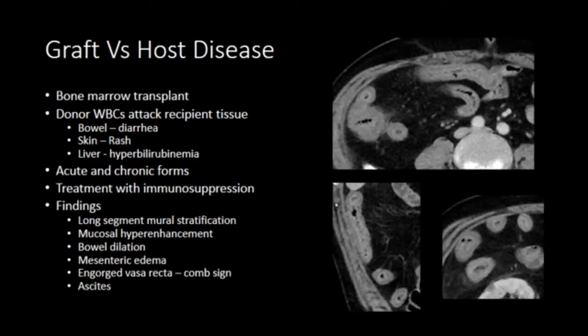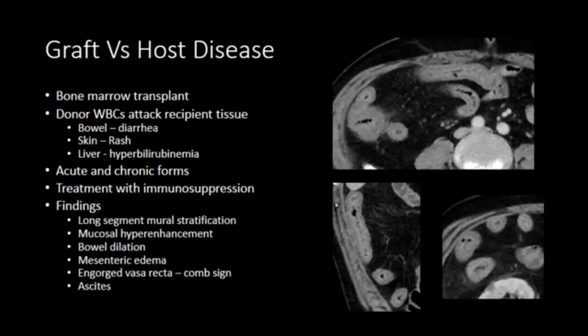The first manifestation of graft versus host disease clinically is often diarrhea or a rash. Hyperbilirubinemia can often be seen as well on laboratory tests. There are both acute and chronic forms of graft versus host disease. You often treat graft versus host disease with immunosuppression.